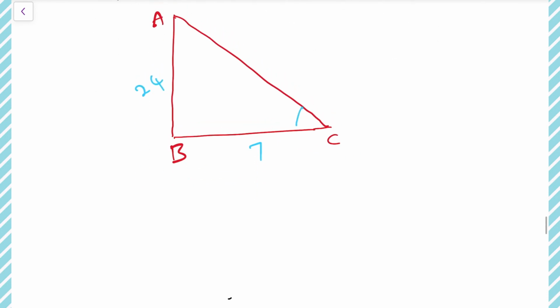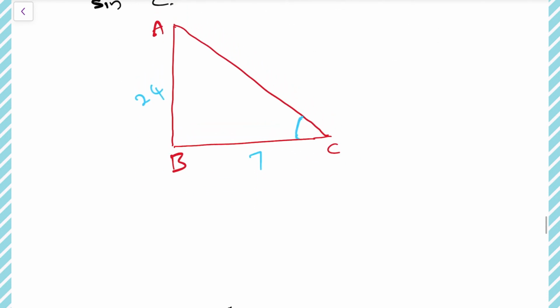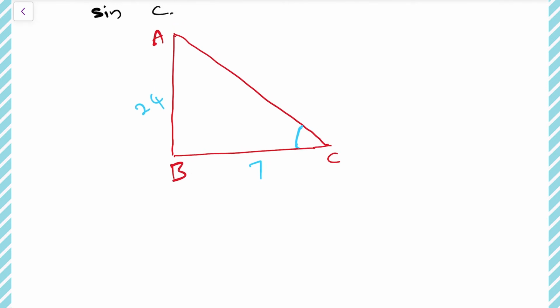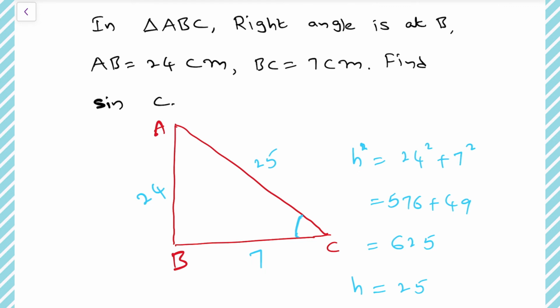So here is C, so here is the angle. He is asking to find out sin C. Sin is nothing but opposite by hypotenuse. So hypotenuse we need to find out first. Hypotenuse square equals first side square plus second side square. 24 square 576 plus 7 square 49. 576 plus 49, it is 625. Hypotenuse square is 625. Then what will be the hypotenuse? 25. So we got the hypotenuse as 25.